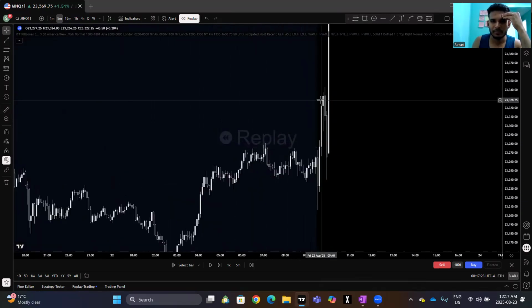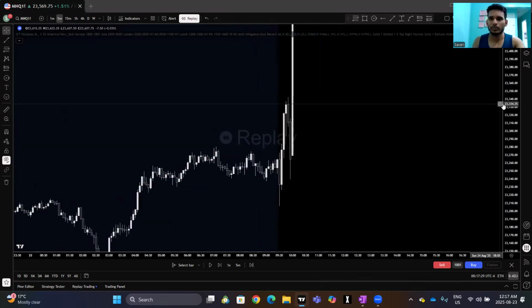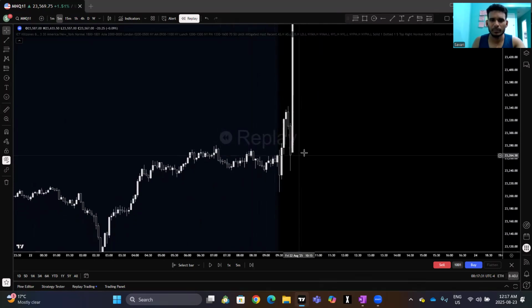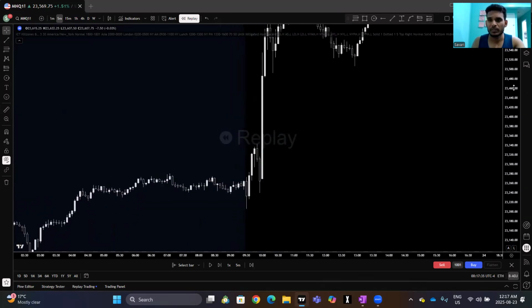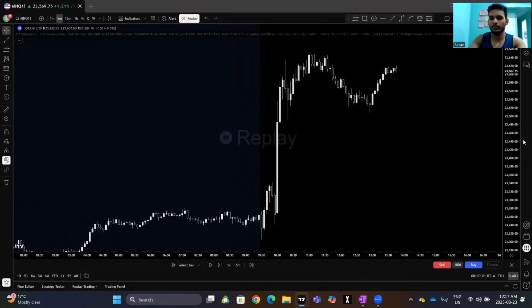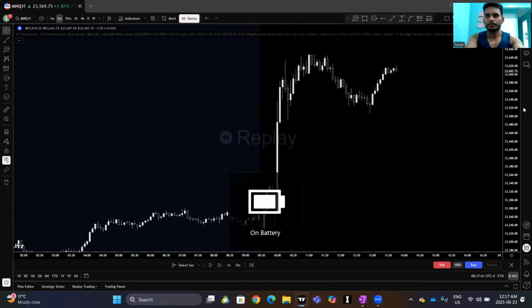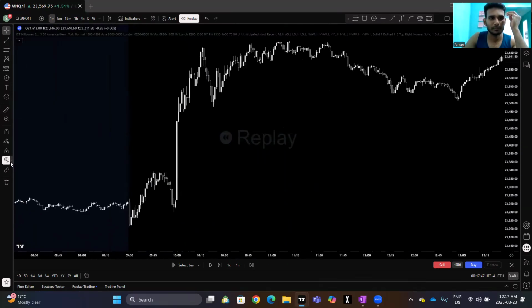Changing the state to the upside, a nice pullback towards the breaker. As soon as the 10 o'clock bell started to ring, it started to skyrocket towards the anticipated draw on liquidity. So yeah, in 1 minute I'll explain it very clearly.